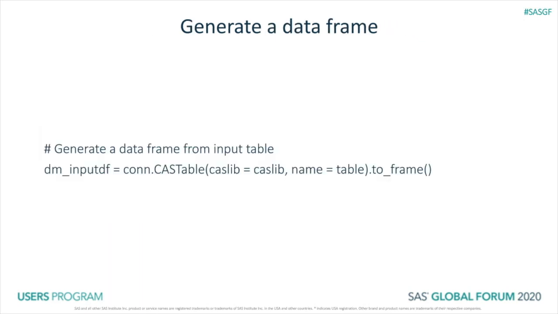The easiest way to get data from CAS is using the data loading method to_frame. This is similar to Pandas methods like read_csv. The only difference is that the method operates on a CAS table object rather than a Pandas data frame. Here, the data frame DM_input_df is created from the entire input table in CAS.